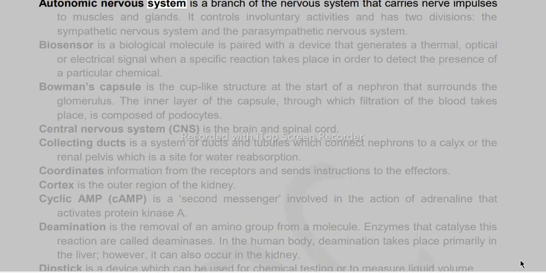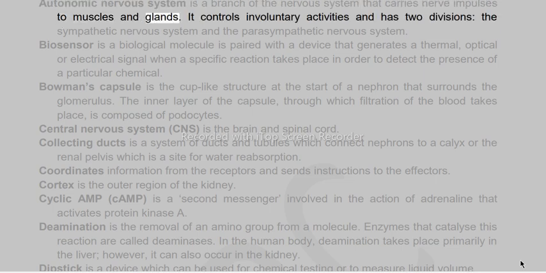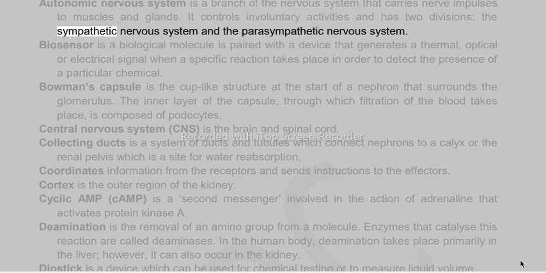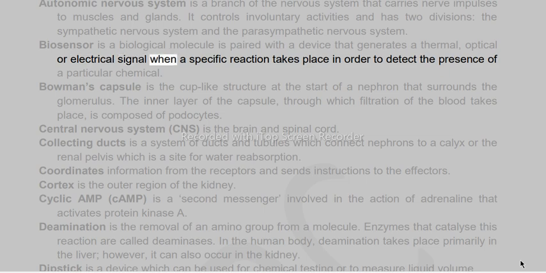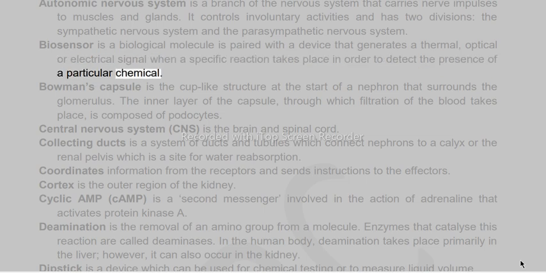Autonomic nervous system is a branch of the nervous system that carries nerve impulses to muscles and glands. It controls involuntary activities and has two divisions, the sympathetic nervous system and the parasympathetic nervous system. Biosensor is a biological molecule paired with a device that generates a thermal, optical or electrical signal when a specific reaction takes place in order to detect the presence of a particular chemical.